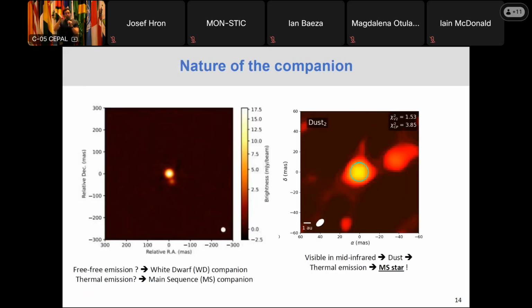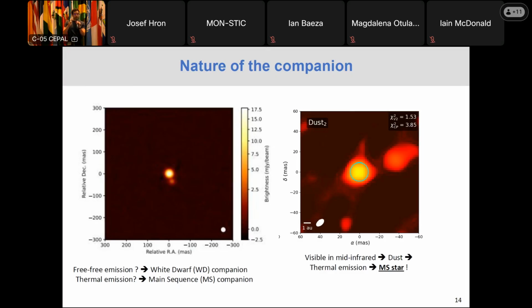And yes, one last slide is basically the nature of the companion. There is still an uncertainty about it. We still didn't know quite recently if it was a white dwarf or a main sequence star. We have the ALMA observations, and in both cases it can be either free-free emission or thermal emission. In the case of a white dwarf, we have the free-free emission, and in the case of a thermal emission, we have the main sequence star.